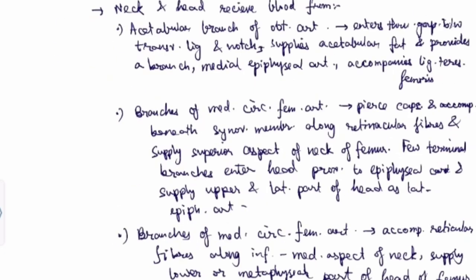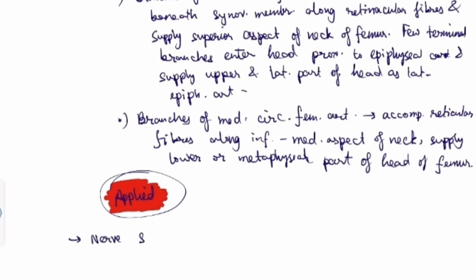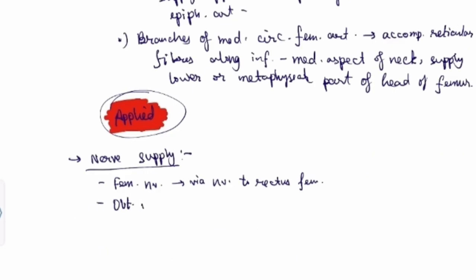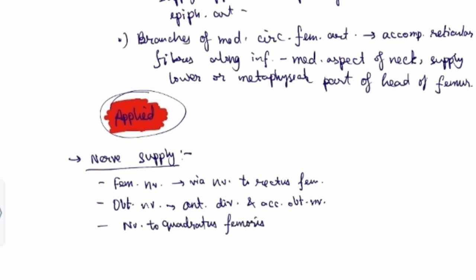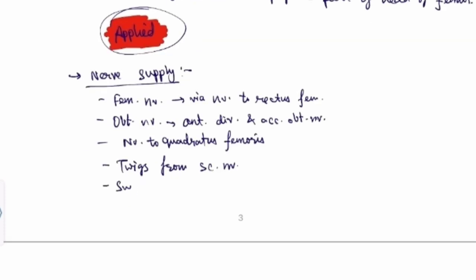So let's go over to the nerve supply of the hip joint. Nerve supply: femoral nerve via nerve to rectus femoris; obturator nerve, anterior division; accessory obturator nerve to quadratus femoris; some twigs from sciatic nerve and superior gluteal nerve.